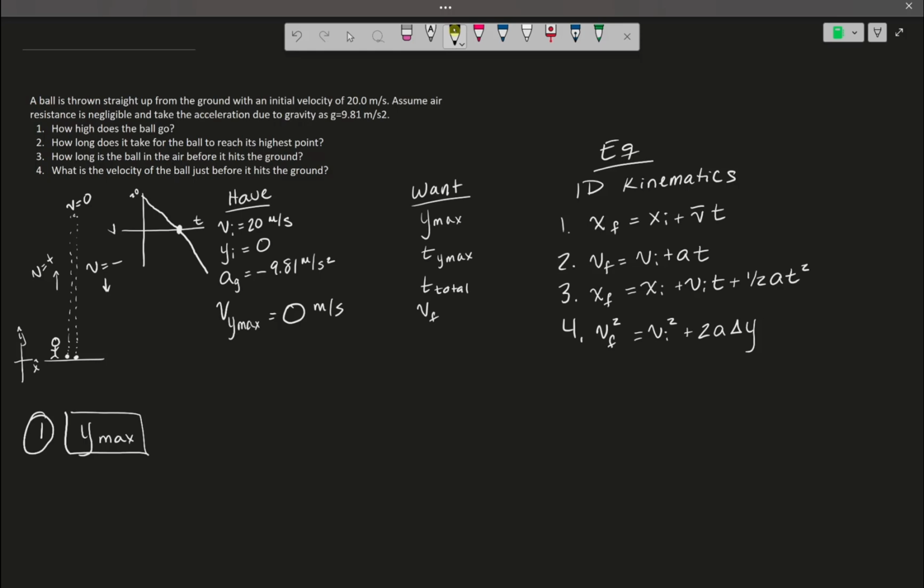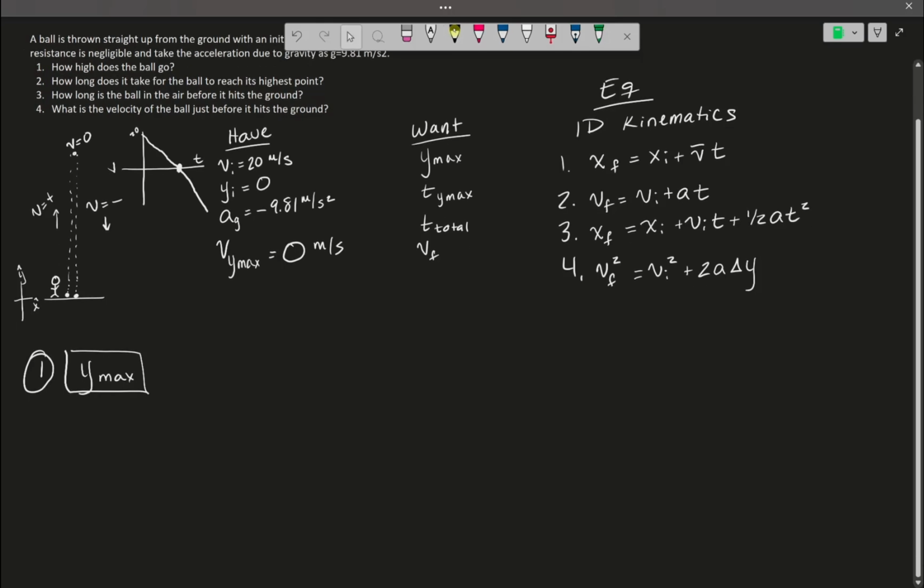And that happens at the maximum height. That's the turning point of this ball. So this means that I can use this extra information to try to solve the problem. So for this specific question, how high does the ball go?